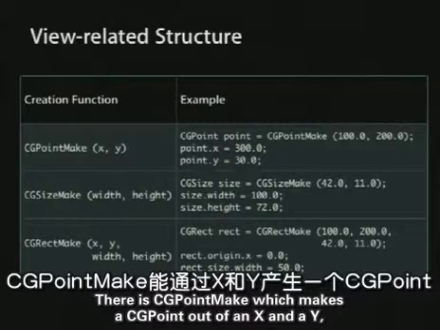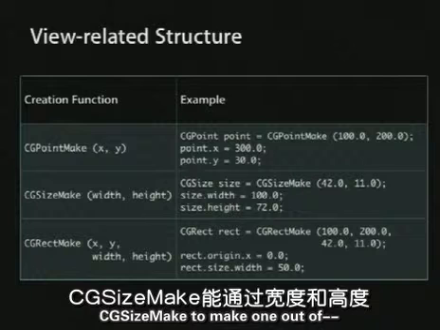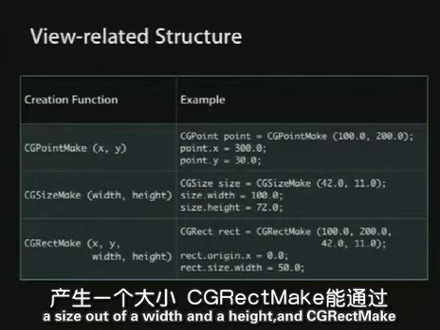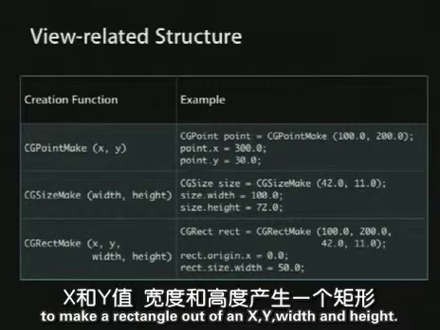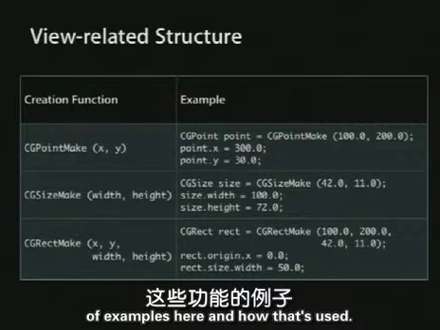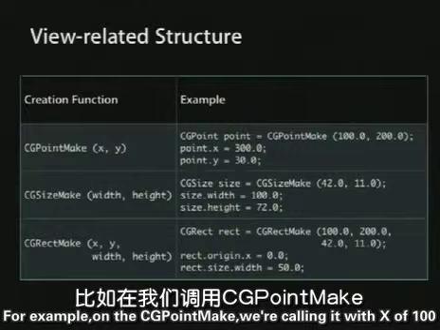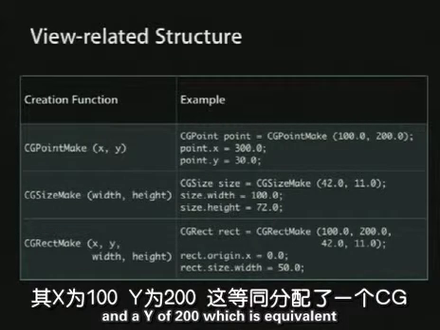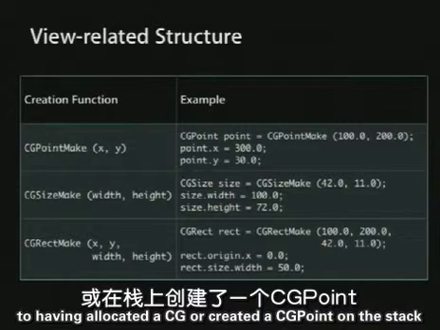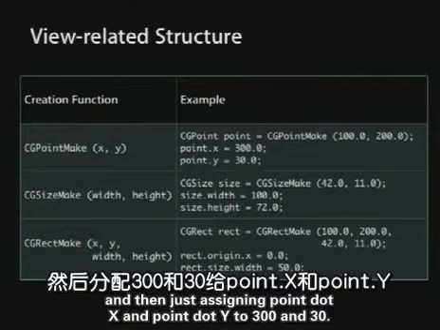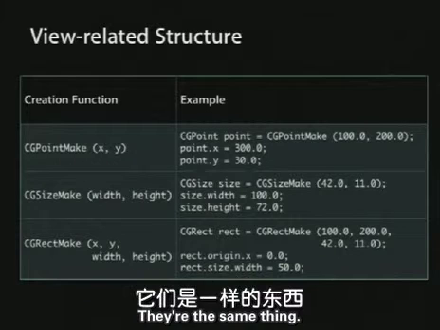There's CGPointMake, which makes a CGPoint out of an X and a Y. CGSizeMake makes a size out of a width and a height. And CGRectMake makes a rectangle out of an X, Y, width, and height. You can see a couple of examples here of how that's used. For example, in the CGPointMake, we're calling it with an X of 100 and a Y of 200, which is equivalent to having created a CGPoint on the stack, and then just assigning point.x and point.y. They're the same thing. Yes?